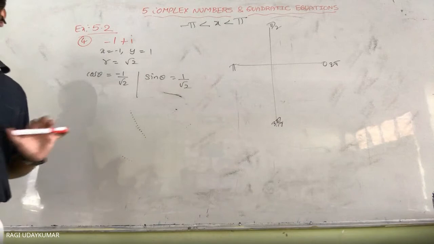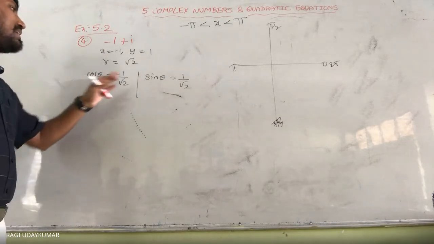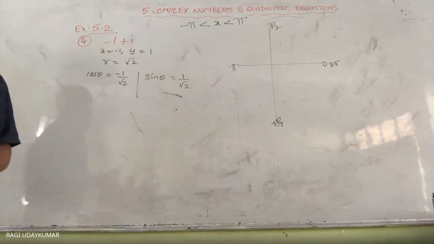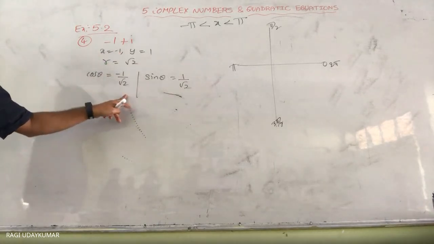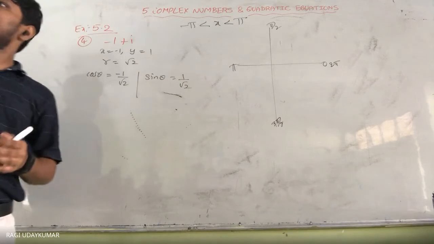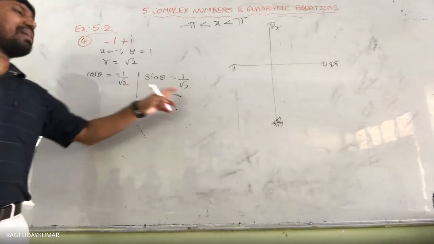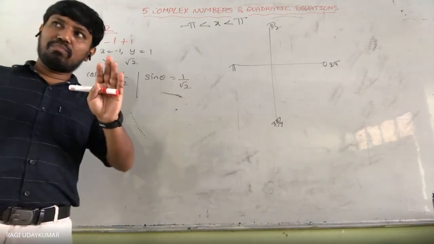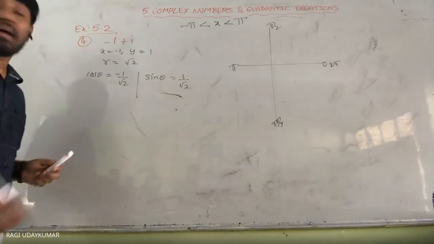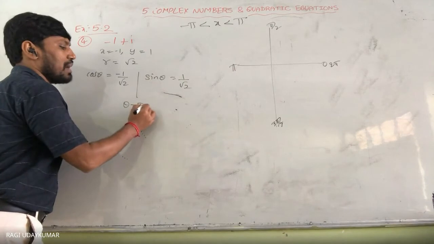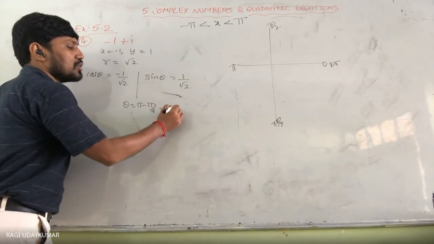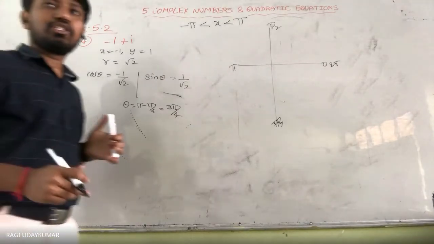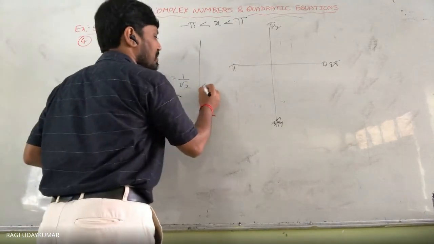Sin theta and cos theta: here cos is negative and sin is positive, so it is the second quadrant. Where does 1 by √2 come? At 45 degrees. So the second quadrant is nothing but pi minus pi by 4. So theta equals pi minus pi by 4, which equals 3 pi by 4. That's it, done.